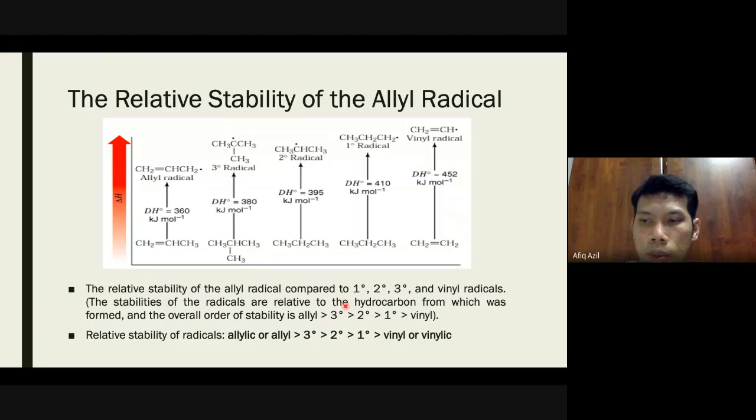So the relative stability of the allyl radical. Here you have delta H, meaning the energy level. A lower energy level means that the structure of the compound is more stable. Here you have the allyl radical, then the tertiary carbon radical, secondary carbon radical, and primary carbon radical. And the last one is the vinyl radical.